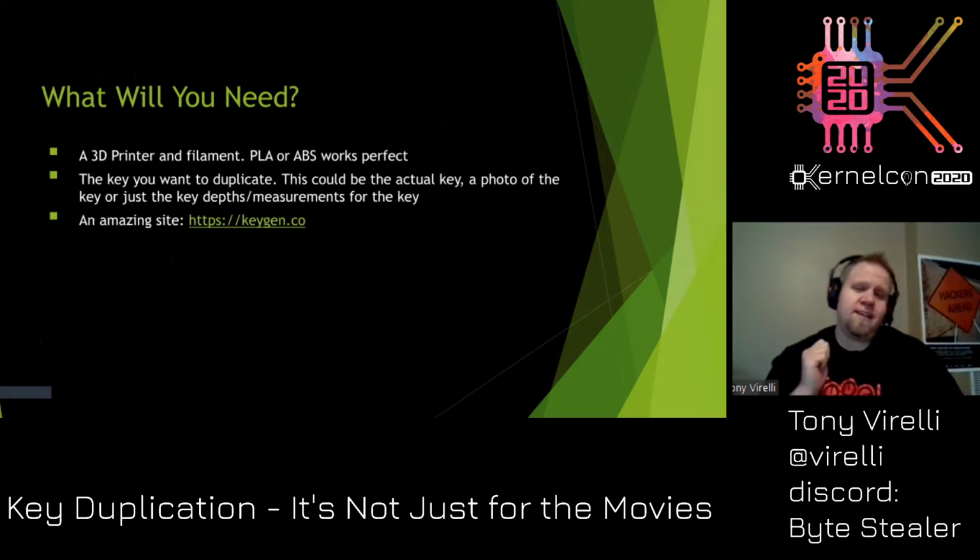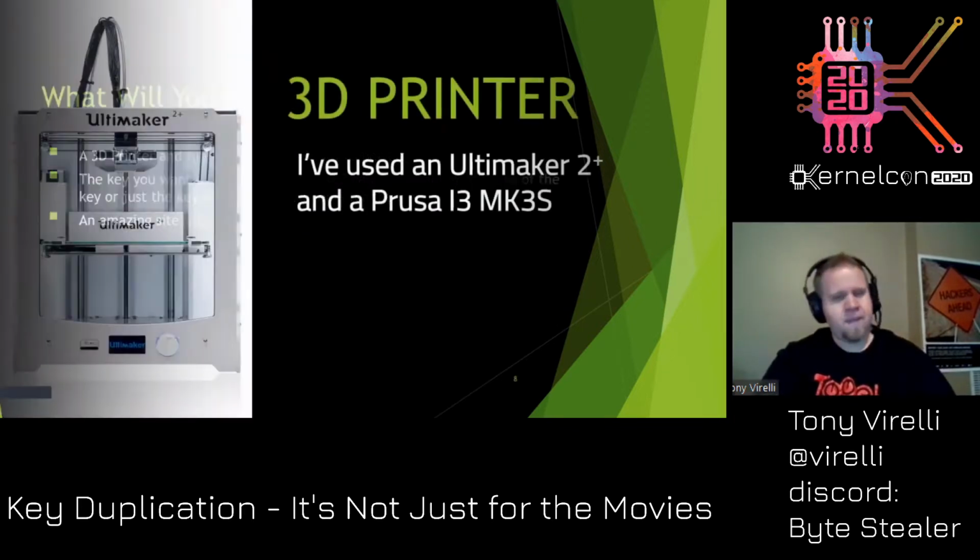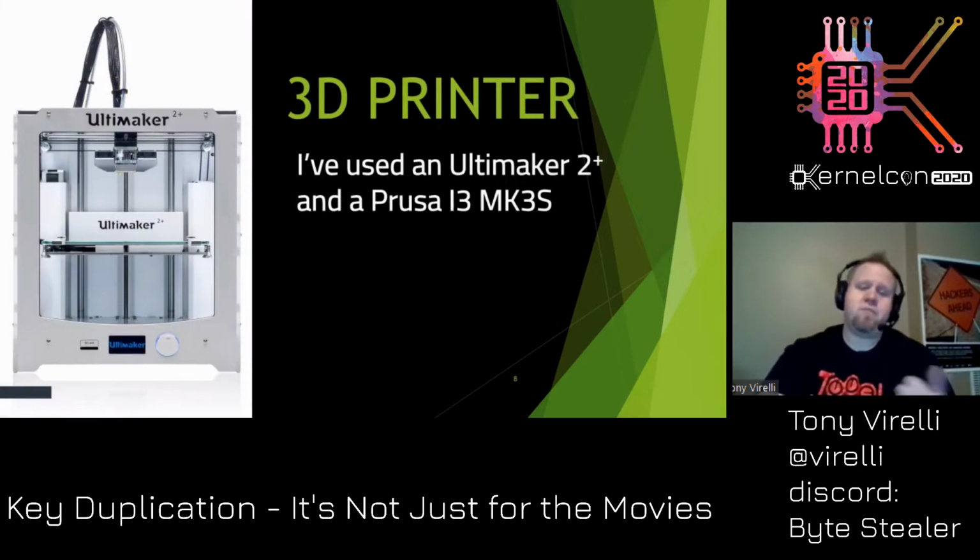You're going to need the key you want to duplicate. This can either be actual physical access to that key, or just a photo of the key, or knowing the depth cuts of that key. And there's an amazing site, which I'll go to here in a bit, called keygen.co that makes this even easier than you'll ever imagine. Like I said, you're going to need a 3D printer. I printed keys on both an Ultimaker 2 Plus and a Prusa i3 MK3S. It doesn't really matter. Any quasi-decent 3D printer will work perfectly for this.